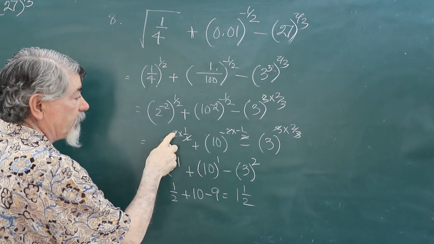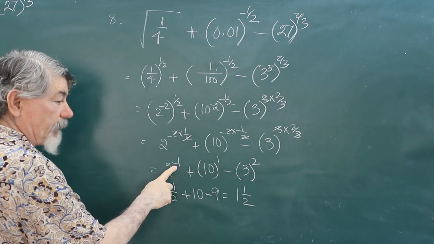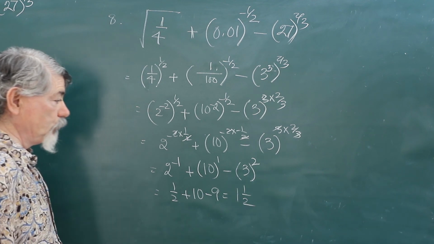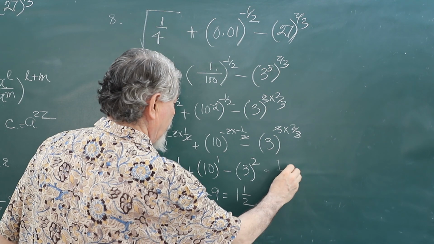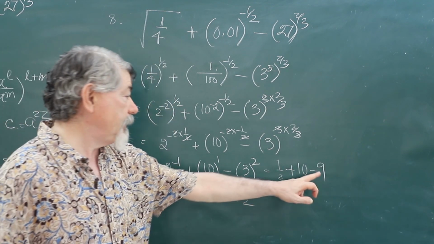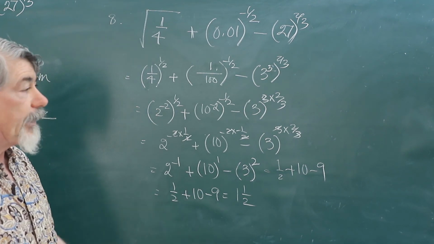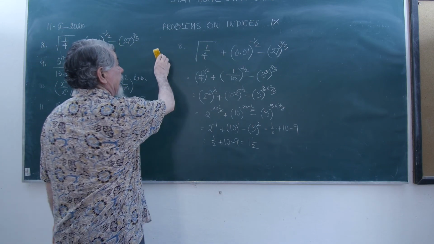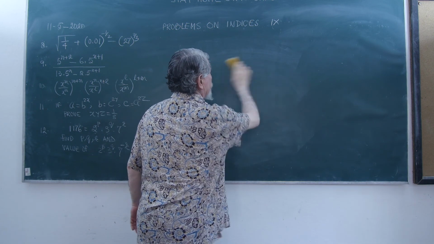So the power into this cancels here. You get 2 to the power minus 1 plus 10 to the power 1 minus 3 to the power 2, which is 10. It will become 1 upon 2 plus 10 minus 9. So 10 minus 9 is 1, and 1 plus 1 upon 2 will give you 1 and a half. So this solves your question number 8. Now let us see question number 9.